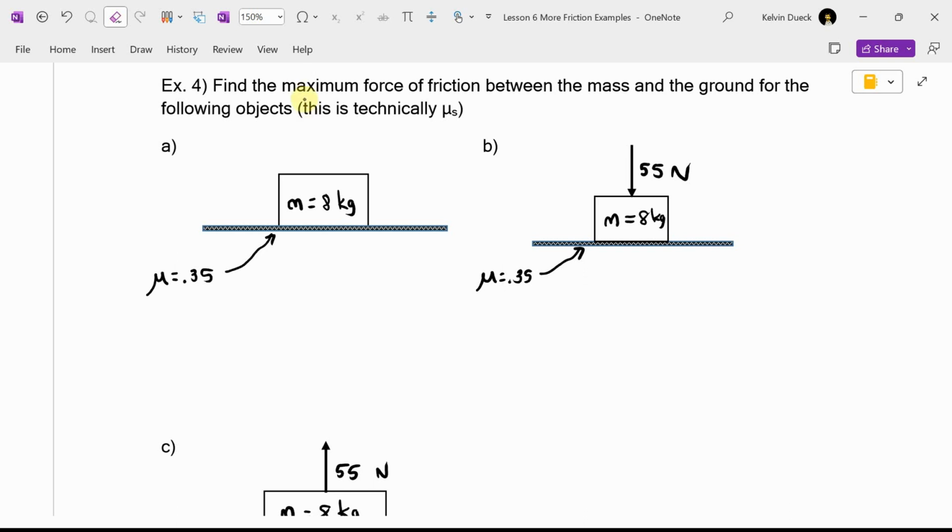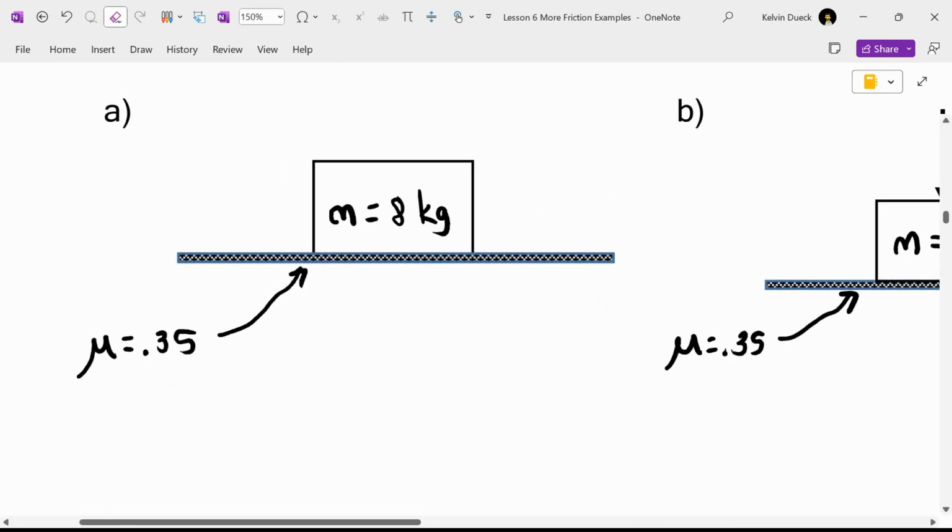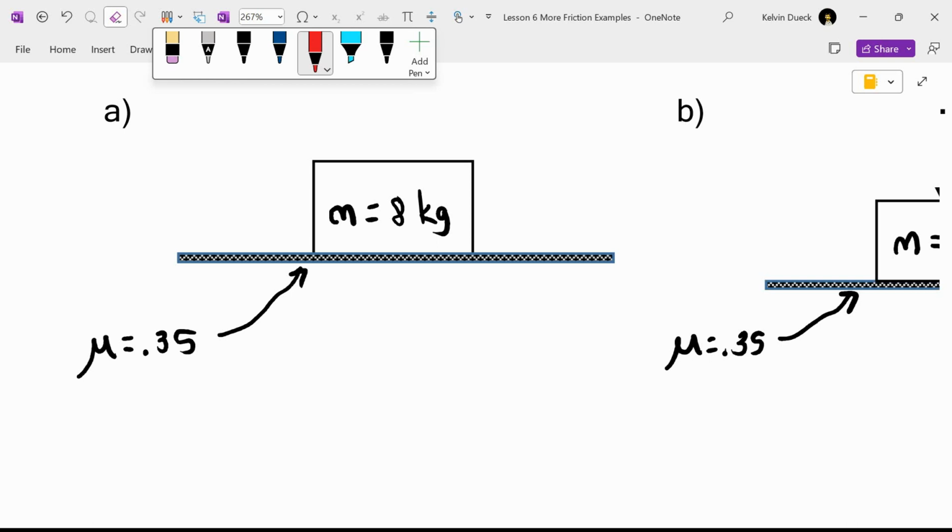So it says, and you can even scribble this out right here, where it says this is technically mu static. It says, find the maximum force of friction between the mass and the ground for the following objects. Okay. This is a job for a free body diagram. I'm going to zoom in on diagram A. What are the forces acting on it? Get the obvious one, Lorenzo. Caught you zoning out. That's why I'm bringing you back. So, good. Which way? Good.